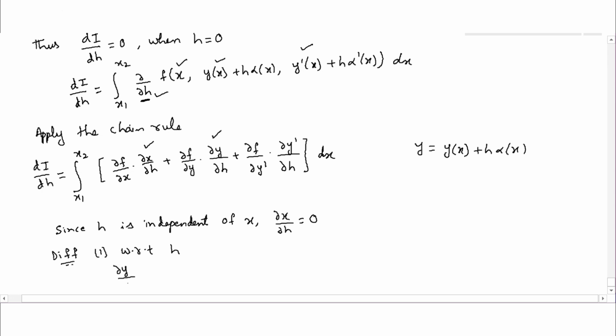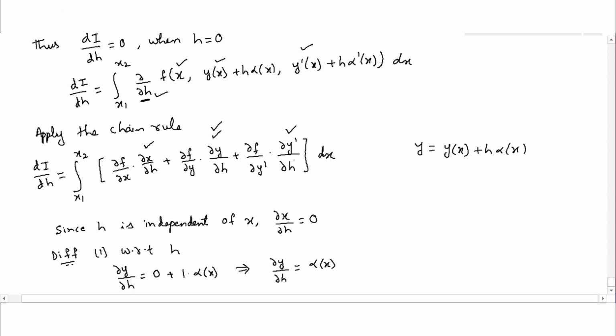Therefore we get dou y by dou h equals to, because I'm differentiating with respect to h, y of x is a constant, therefore its derivative will be 0, plus the derivative of h with respect to h will be 1 into alpha of x, which will remain as it is. Therefore, dou y by dou h will be equal to 1 times alpha of x, which is alpha of x. So you obtained the value of dou y by dou h.